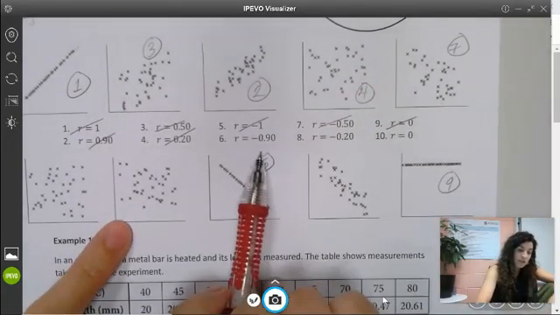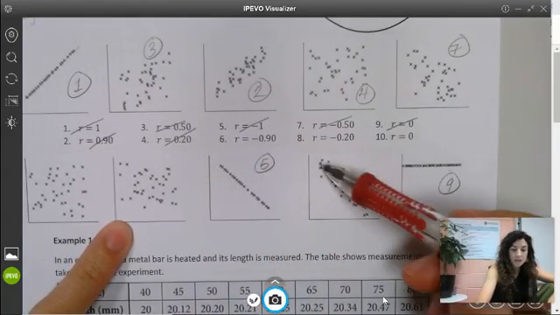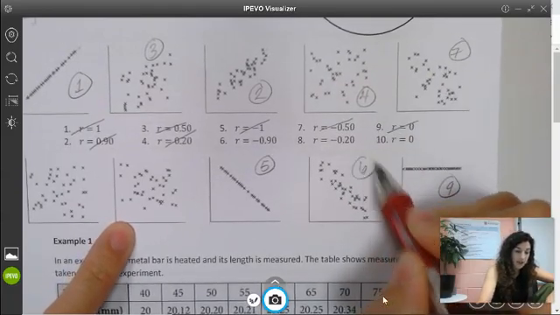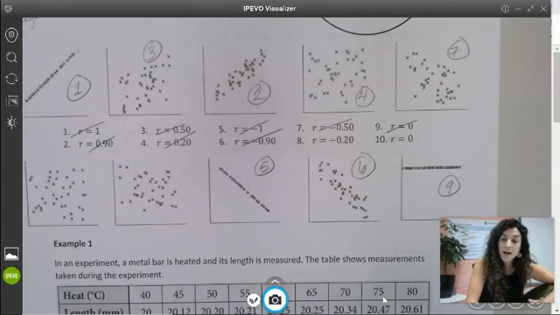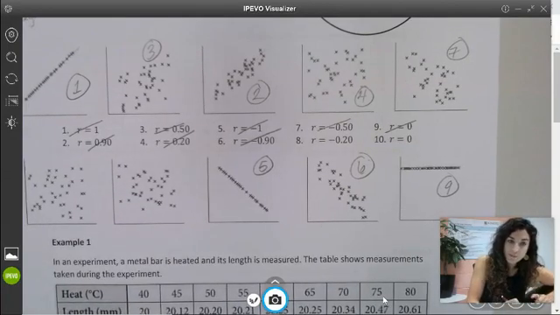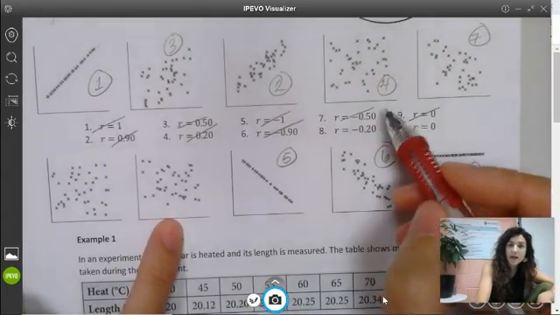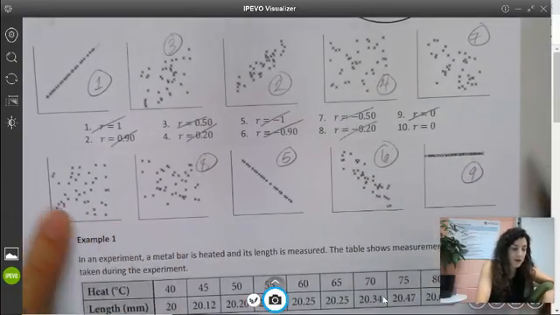So we've still got a fairly strong negative left, which would be this one right here. Notice how it's a lot stronger than this negative over here. So I'm going to call this one R equals negative 0.90. It's very strong and going in the negative direction. This one is still going in a negative direction in a fairly moderate way. So I would have this one be your R equals negative 0.20.